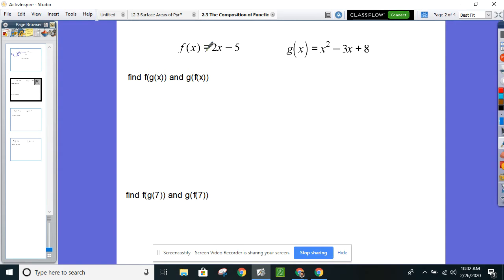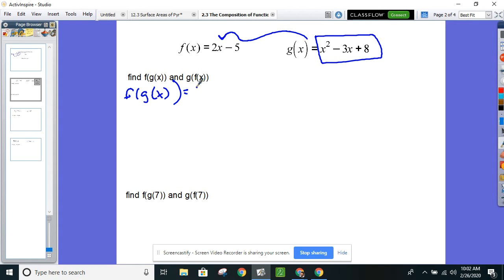So here we got two equations. We got f of x equals 2x minus 5, and g of x equals x squared minus 3x plus 8. We're going to start with f of g of x. That means we're going to take the g equation and substitute it for the x of the f one. So that will look like 2 parentheses. We put the g of x function, x squared minus 3x plus 8. And then we continue the rest of that f of x function, minus 5.